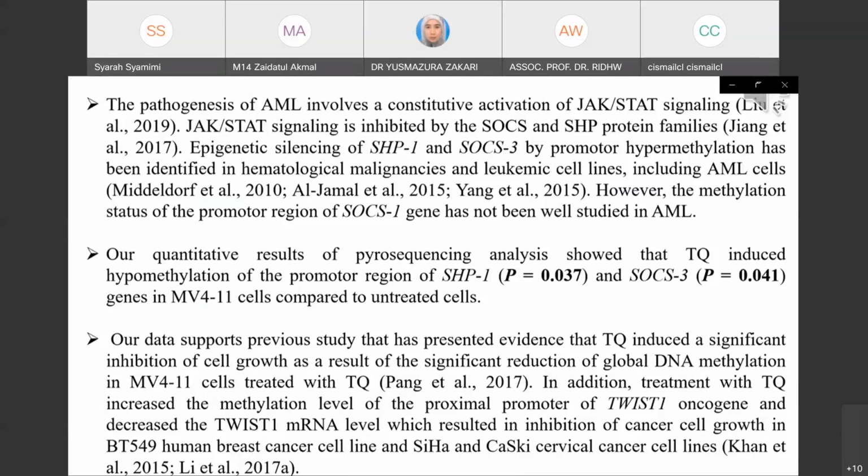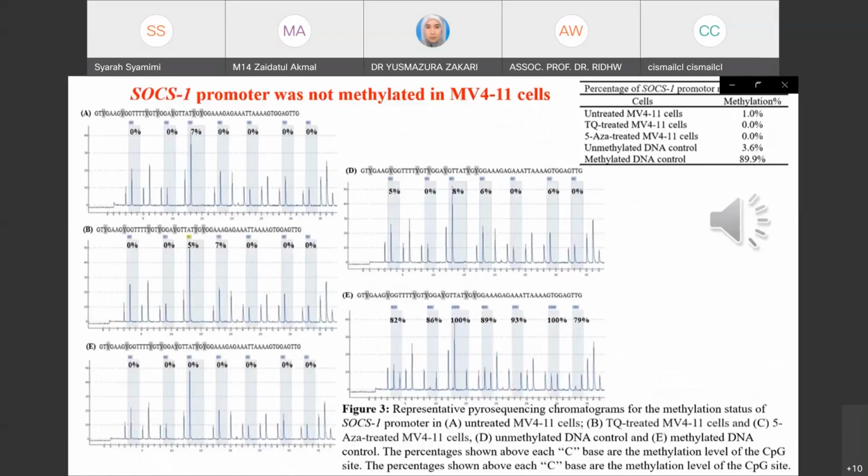In addition, treatment with thymoquinone increased the methylation level of the proximal promoter of the TWIST1 oncogene and decreased the TWIST1 messenger RNA level, which resulted in inhibition of cancer cell growth in human breast cancer cell lines and cervical cancer cell lines. This graph shows that the SOX1 promoter region was not methylated in MV4-11 cells.